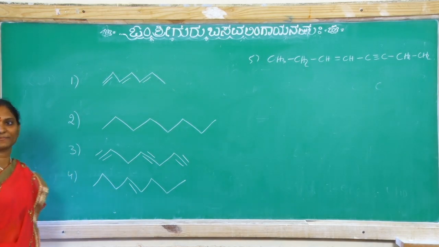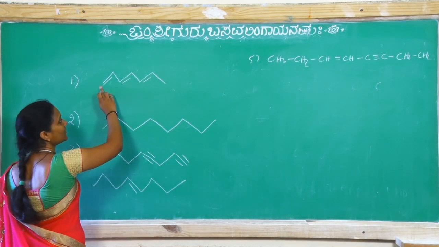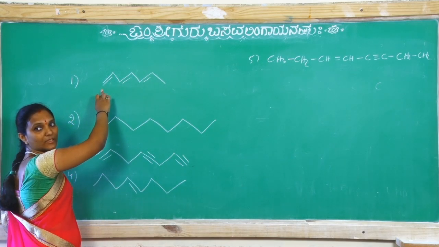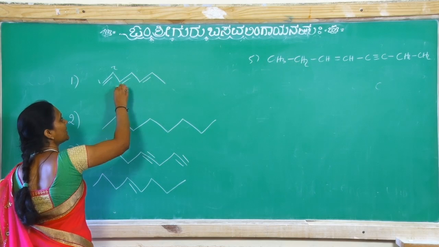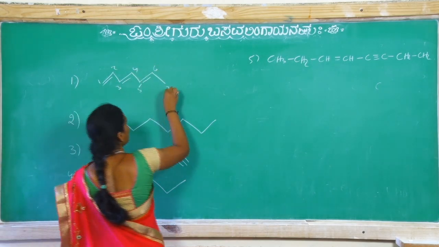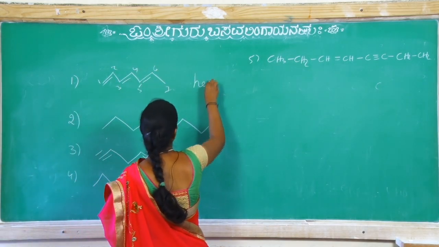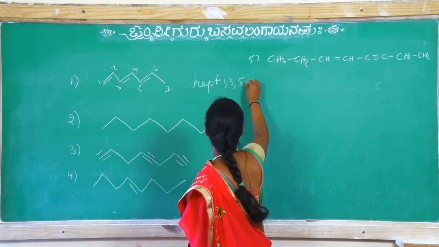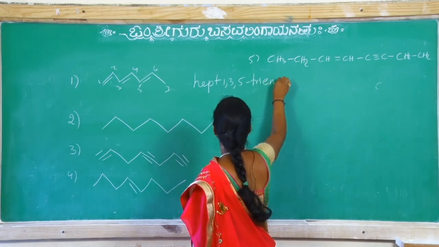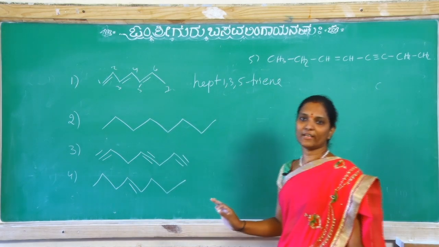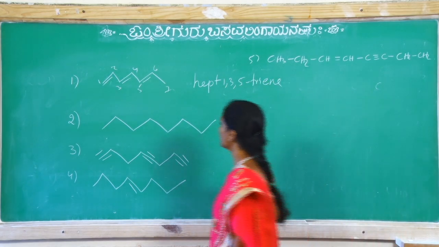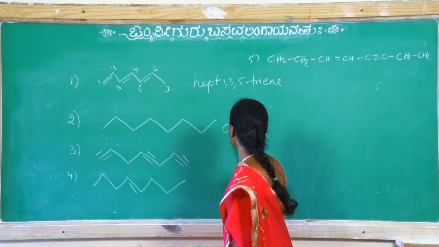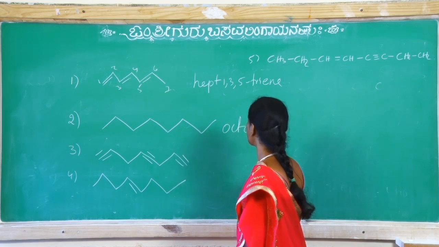See the first one. 1, 1, 2. This is only definitely least sum. Okay. 1, 2, 3, 4, 5, 6, 7. Hept. 1, 3. Only double bonds given. Try it. 1, 2, 3, 4, 5, 6, 7, 8. Opt. All single bonds obtained.